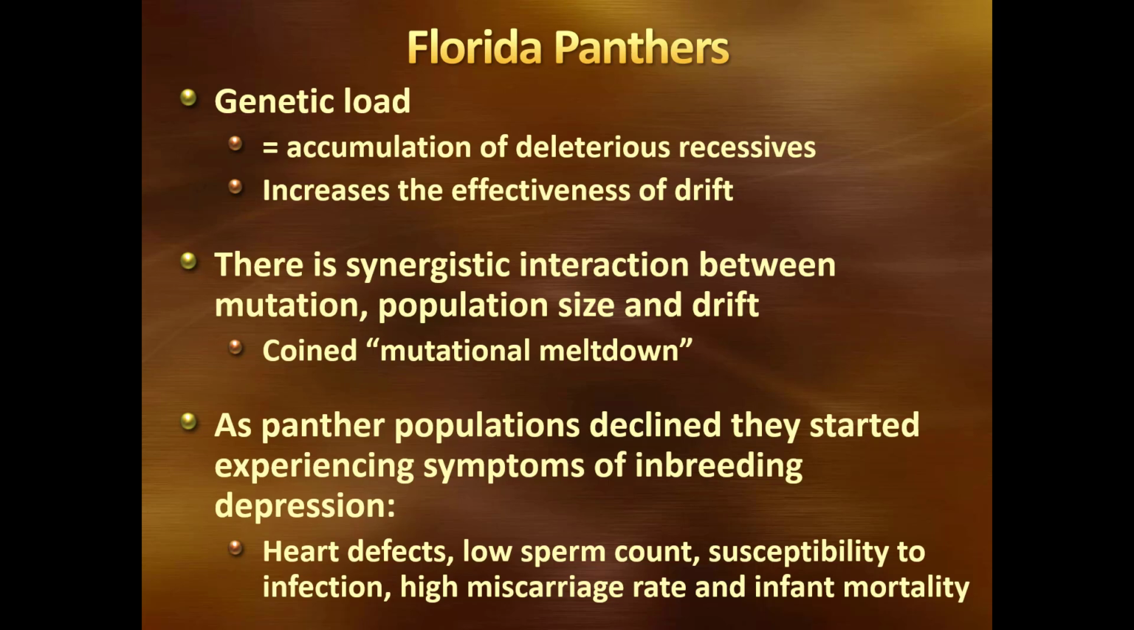There's also, it mentions here, a synergistic interaction between three things: mutation, population size, and genetic drift. They call this synergistic interaction a mutational meltdown, because basically what happens is you have a really small population size. In a big population, when you have a mutation, it might be 1 in 100,000 individuals, so it's almost non-existent, right? The frequency is so low.